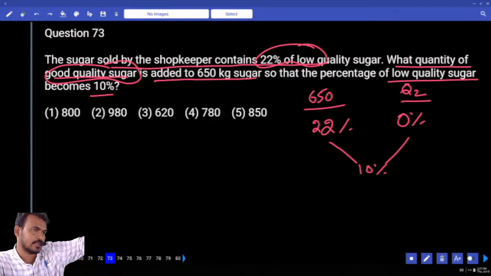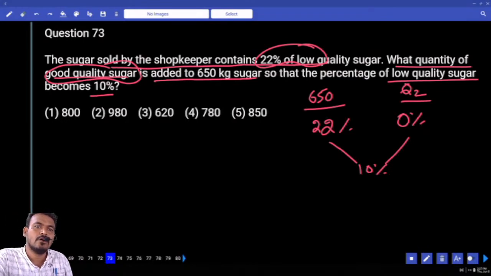First one, quantity is 650. In that, low quality is how much percent? 22%. Second one, quantity unknown. In that, only good quality, so low quality is 0%. If these two are mixed, we get the new mixture. In that new mixture, the low quality is 10%. And 22, 0, 10 are all low quality or high quality? Low quality or not? Then in alligation, all three parameters are in the same units or different units?